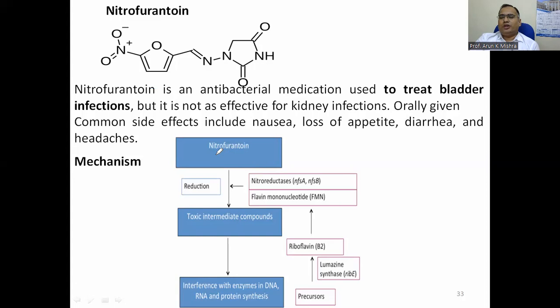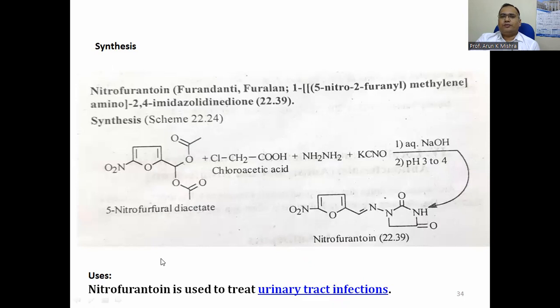and headache as well. Nitrofurantoin का mode of action जब हम डिस्कस करेंगे तो nitrofurantoin undergoes the process of reduction with the help of nitroreductase and flavin mononucleotide. This flavin mononucleotide inside the cell is produced from precursors and then converted into riboflavin, that is B2, and from this riboflavin it is converted to flavin mononucleotide. And this nitrofurantoin, in the presence of nitroreductase and flavin mononucleotide, by the process of reduction is converted into toxic intermediate compounds. These toxic intermediate compounds of nitrofurantoin generally interfere with the DNA, RNA of the bacterial cell and inhibit protein synthesis. So this is the way of working of nitrofurantoin.